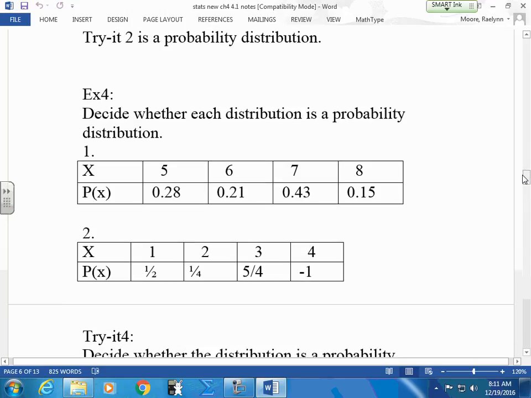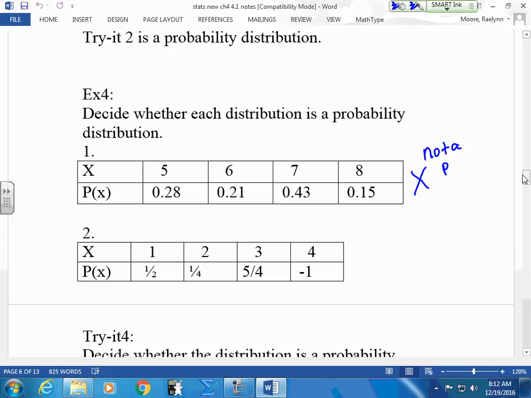Okay. This one, number 1 in example 4. Does it meet the first condition? Do all the probabilities go between 0 and 1? Yeah? So the first condition it meets. Does it meet the second condition? Do they add up to 1? You can have fractions and decimals mixed. That's okay. It does not add up to 1. More than 1. So this is not a probability distribution.